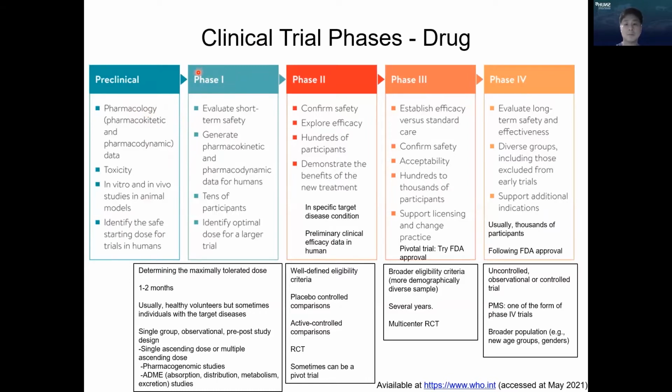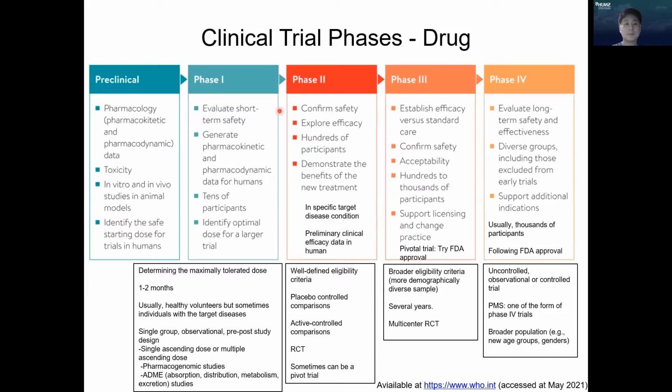Phase 1 is usually a short-term, first-in-human trial with a small sample size, usually tens of participants. The goal is to generate pharmacokinetic and pharmacodynamic data in humans and to determine the maximum tolerated dose. In this phase, usually healthy volunteers participate, but individuals with target diseases can be included according to the situation. The usual study design is a single group, observational, or before-and-after design with single ascending or multiple ascending doses.